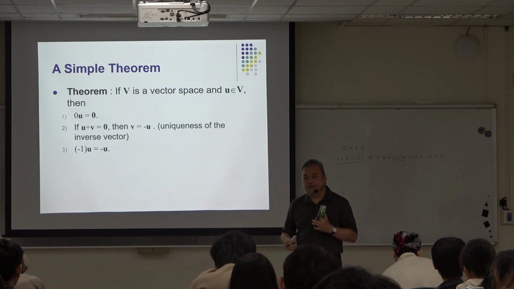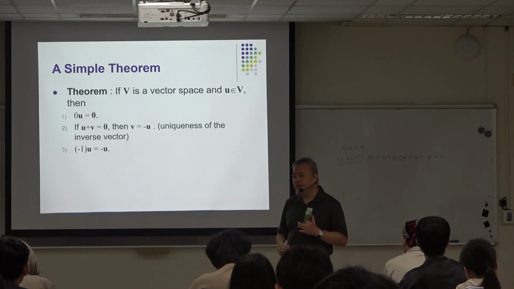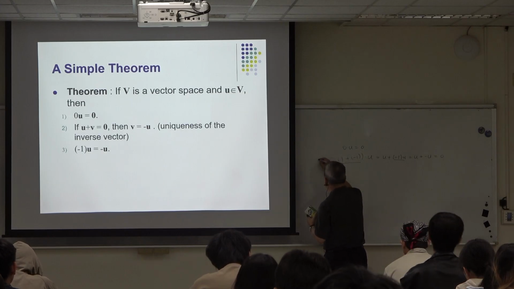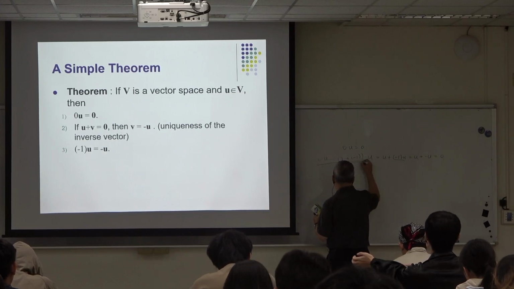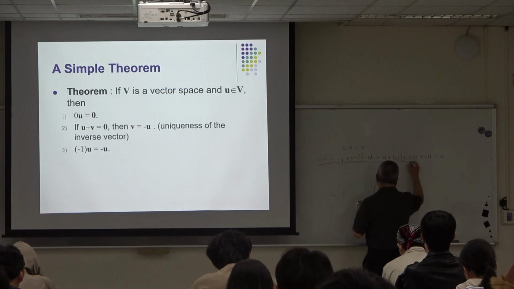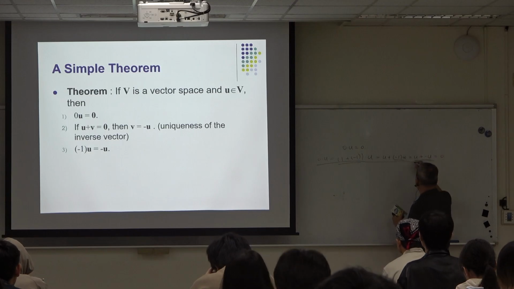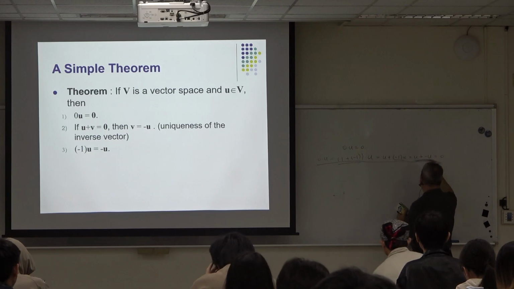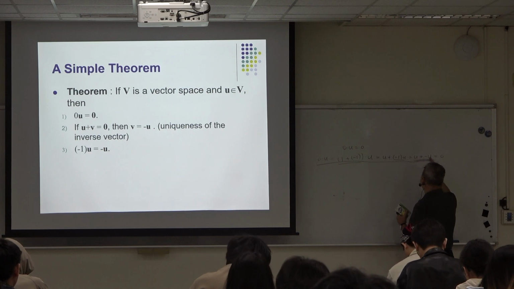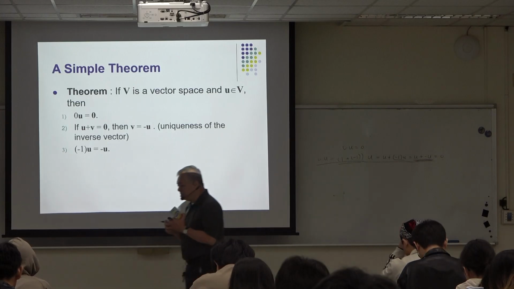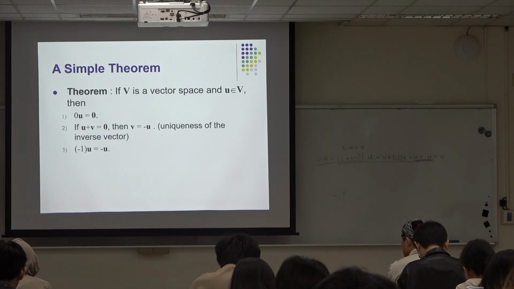Right? From here, so 0 times u equal to this one, and equal to this one, equal to this one. This is we just proved. This one equal to this one, right? And for every element we have an inverse, and to be 0 vector. So that's the first one. Right? The second one.